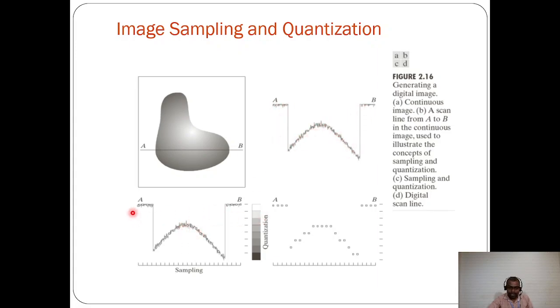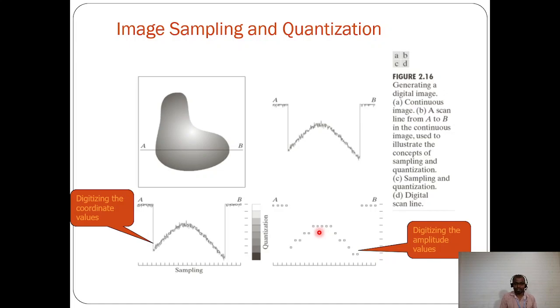Here I am trying to take the samples. The squares we can call samples. We take the samples along the total scan line from A to B. After taking these samples, we digitize the values. These are the digitized values, the digitized diagram of this line, the digitized scan line of this particular A to B. So sampling is the digitization of coordinate values, and digitization of the amplitude values is called quantization.